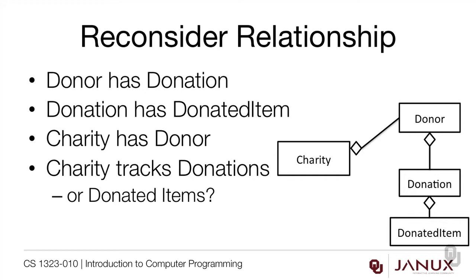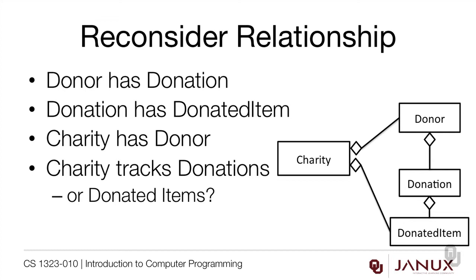We know that the charity needs to track donations. Now, do they need to track donations or maybe donated items? Are they just trying to keep an inventory of what's in the warehouse, for example, or what was in the warehouse? To me, that makes more sense, rather than tracking the donation, you're tracking the donated items. That also simplifies the design a little bit.